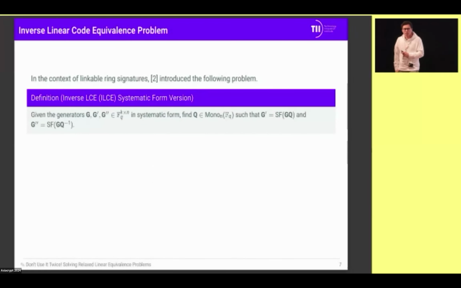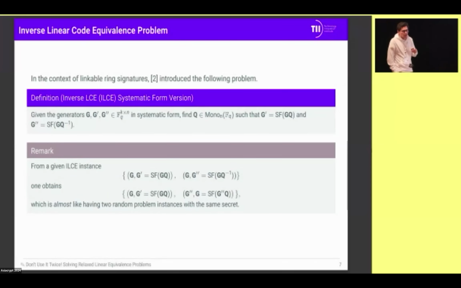Recently, maybe two to three, maybe four years ago, there was this proposal. Let's assume that instead of just x comma y, where y is coming from the secret, you also have the action of the inverse of Q. That means that you have a systematic form of G times Q, and also the systematic form of G times the inverse of Q. And just a remark, this can be easily translated to having two instances with the same secret Q. Just swap it, and then you have two instances.